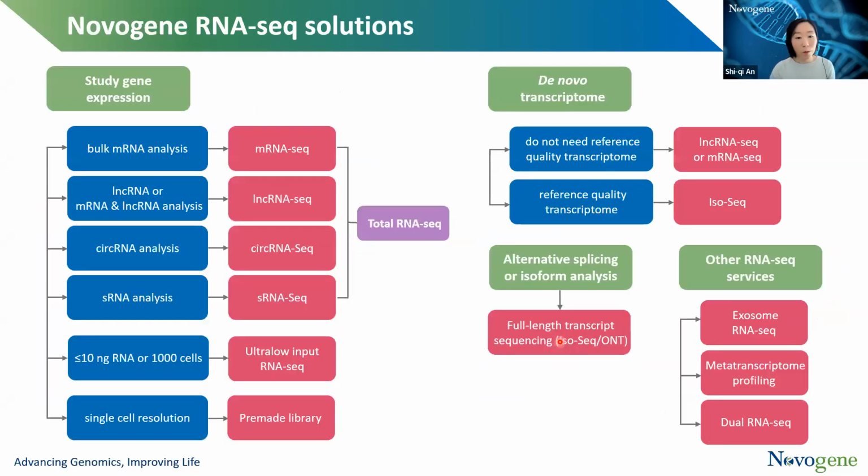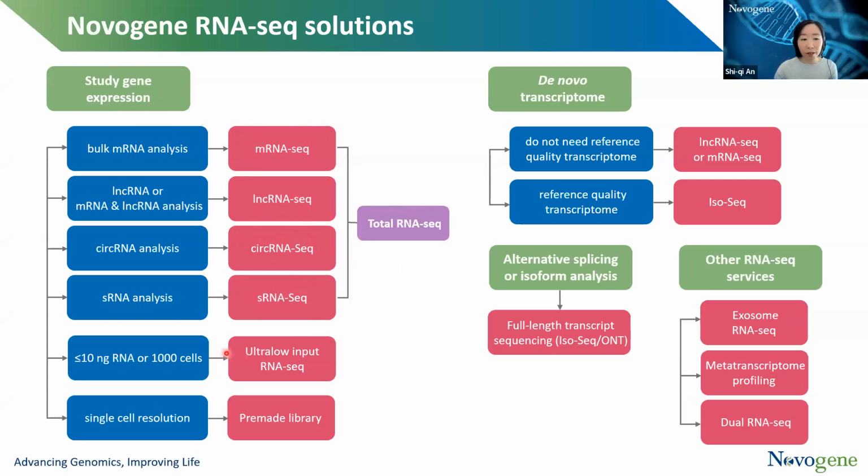Okay. So it depends on your research aim, your project. There are different solutions Novogene can offer you. If you're interested in just studying gene expression, it depends on what type of RNA you're interested in, so there are different options here. If you're interested in mRNA, we offer mRNA sequencing, and we also offer long noncoding RNA sequencing. For circular RNA, we have a circular RNA sequencing service and also a small RNA sequencing service. If you're interested in all of them, we also offer a total RNA sequencing service for our clients.